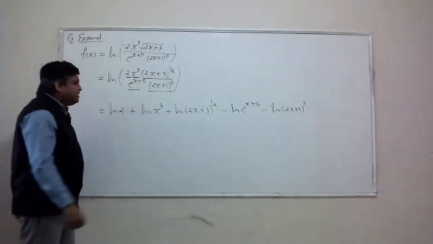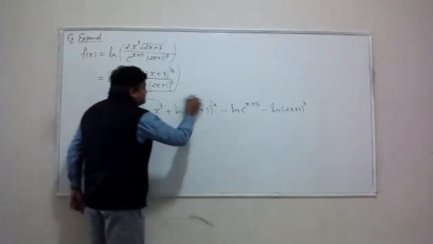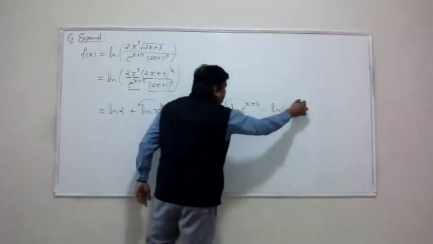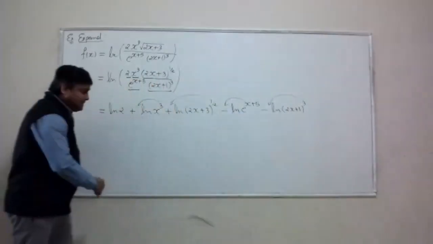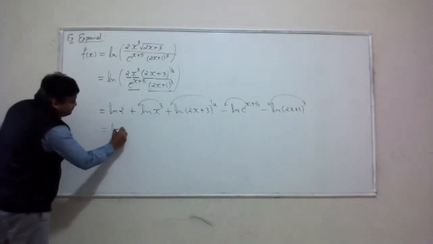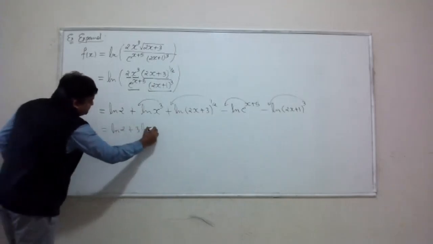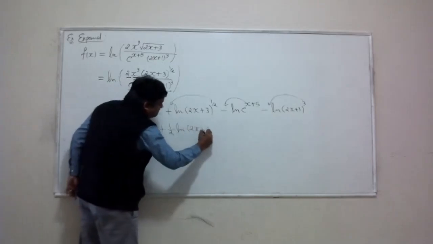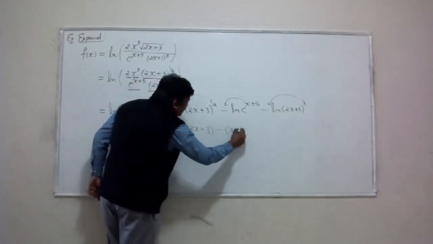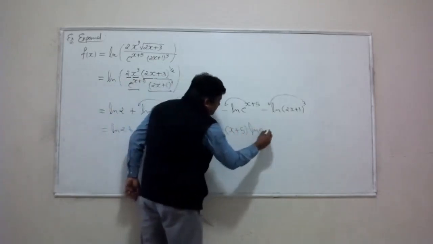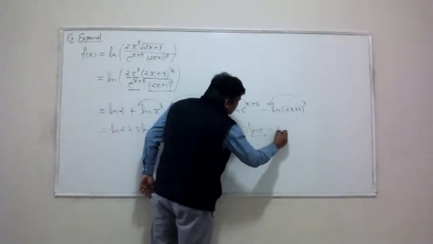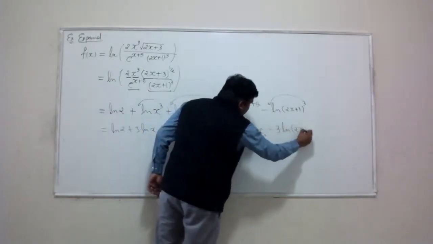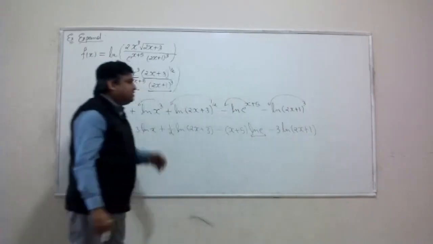Now it's time to shift the powers in the front. Shift all these powers in the front. All right. I get log 2 plus 3 log x plus half log 2x plus 3 minus x plus 5 times log e. Remember, log e is 1. Minus 3 log 2x plus 1. All right.